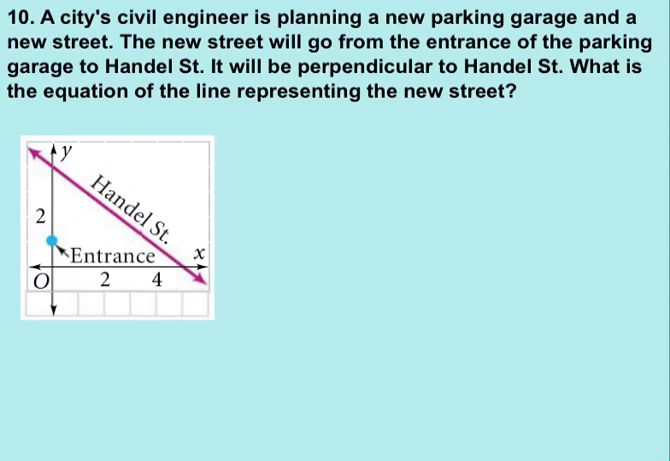Question 10. A city's civil engineer is planning a new parking garage and a new street. The new street will go from the entrance of the parking garage to Handel Street. It will be perpendicular to Handel Street. What is the equation of the line representing the new street? Let's first find the equation of the line for Handel Street.